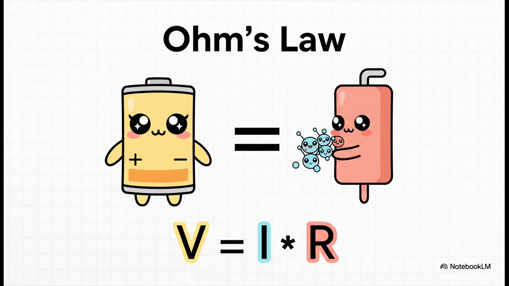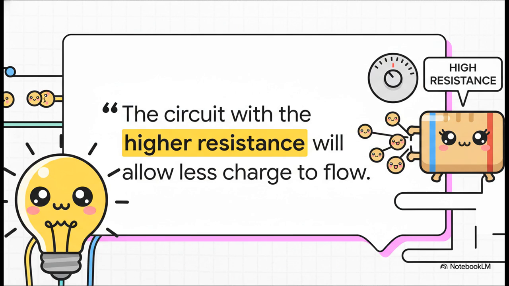Now, this beautiful relationship between pressure, flow, and hose width, or voltage, current, and resistance, it's not just a nice idea. It's described perfectly by one of the most fundamental rules in all of electronics, Ohm's law. It's a simple little formula that just says voltage equals current multiplied by resistance, V equals I times R. So what does Ohm's law really tell us? It tells us that we're in control. If we crank up the resistance in a circuit, we can dial down the flow of charge, or the current. It means by picking just the right resistor, we can get the exact amount of current we want for any voltage we have. It's like a precision control knob.